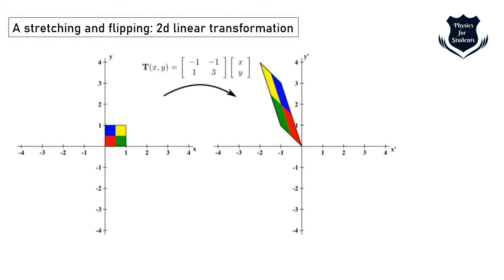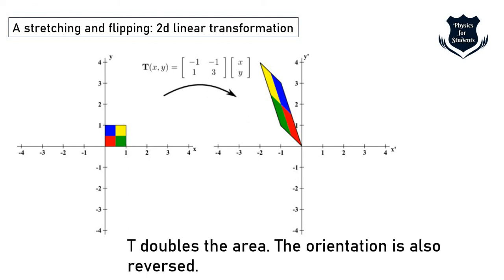If we stretch and flip further in a two-dimensional linear transformation, this is what happens. T doubles the area and the orientation is reversed. The most important factor is the determinant of T. You can see the blue mark going in this way, the yellow turning in this way, so it actually gets reversed. So this T maps it into a parallelogram. T doubles the area, orientation is reversed. The determinant tells how T changes area and whether the orientation is reversed or remains.